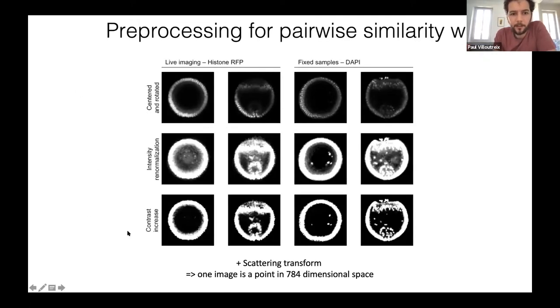Here is just one slide that shows the preprocessing. To compute the similarity between the images, we first rotate the images so they all have the same orientation. Then we did some intensity renormalization and contrast increase, all this to remove the noise from data acquisition. We applied a scattering transform that also removes some unwanted variation. Then one image is a point in a 784 dimensional space. So one image is a vector, and you can compare two images by just taking the distance between them, or the kernel of the distance.